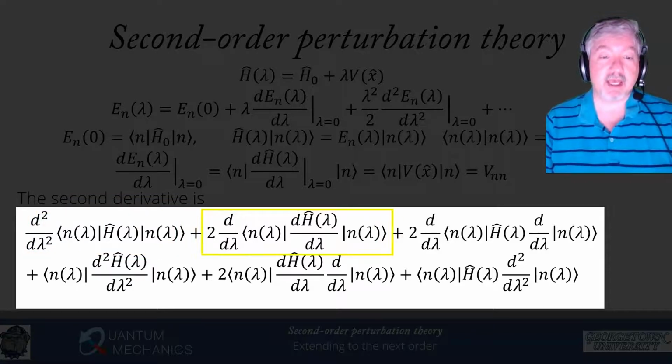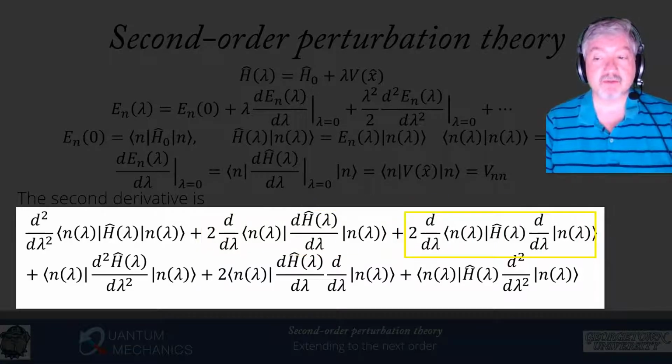I have a term that has the first derivative of the bra and a first derivative of the Hamiltonian. I have a term that has a first derivative of the bra and a first derivative of the ket. Both of those guys, there are 2 different ways that I can get those terms, so they each have a factor of 2 in front of them.